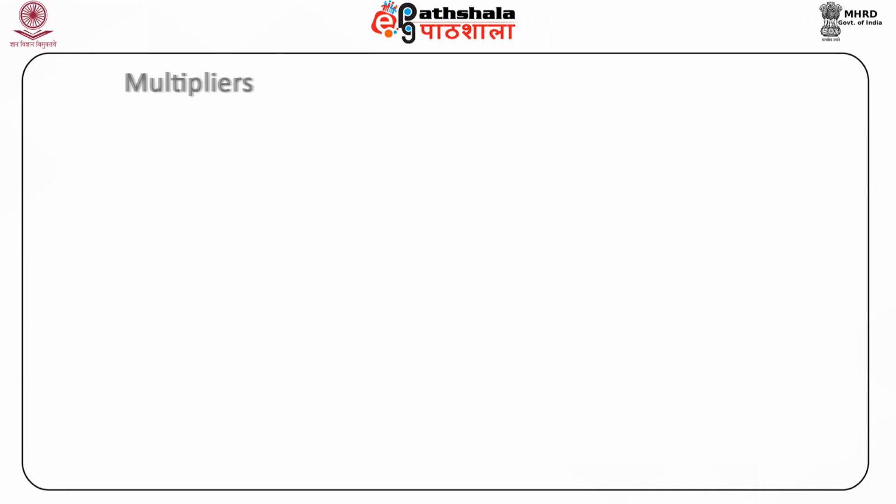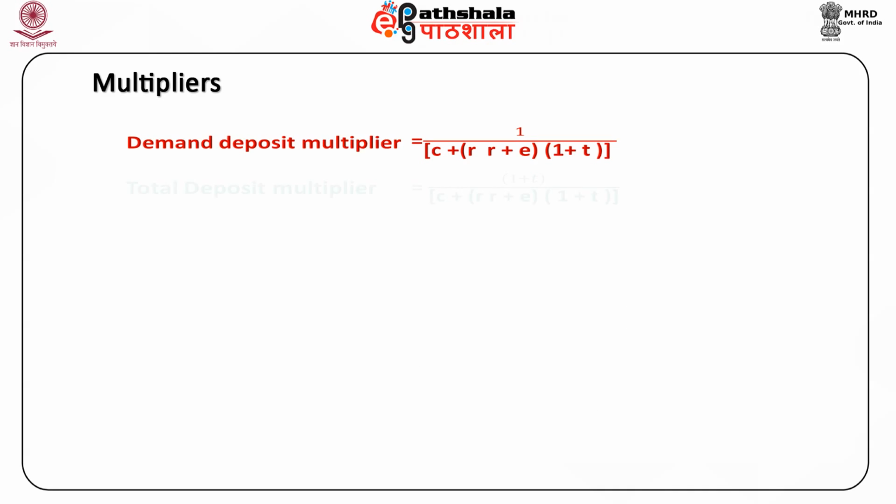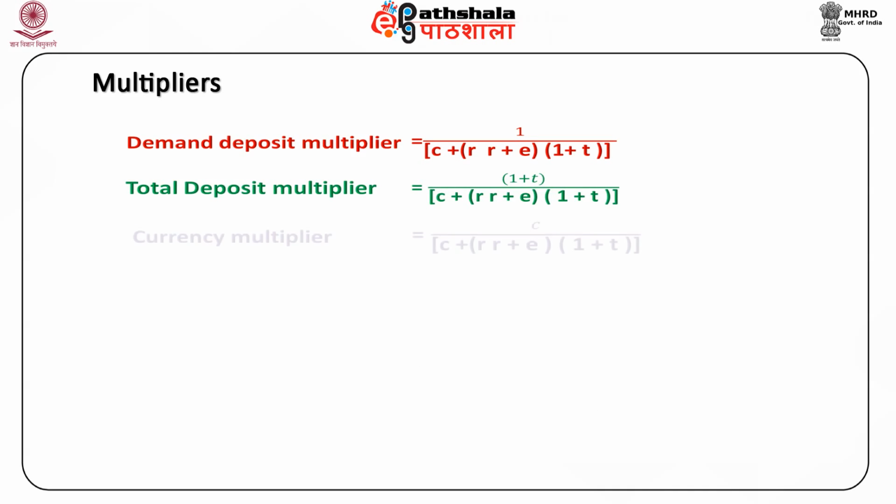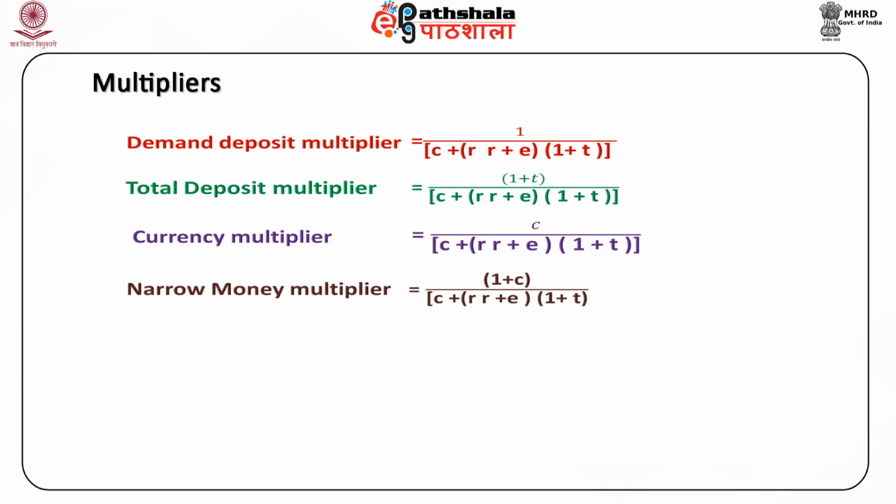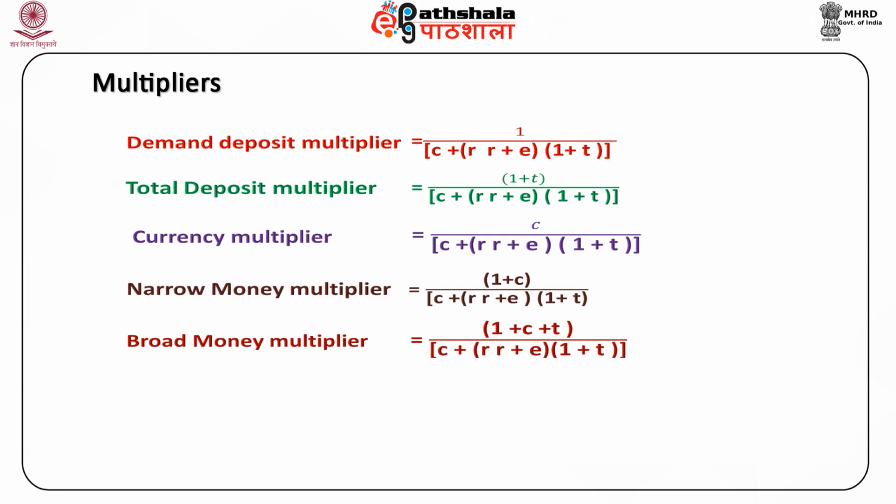The different types of multipliers that can be derived are the demand deposit multiplier, total deposit multiplier, currency multiplier, narrow money multiplier, and broad money multiplier. These expressions tell us the amount by which the demand deposits, total currency, narrow money, and broad money will increase when there is a certain increase in H in the economy.